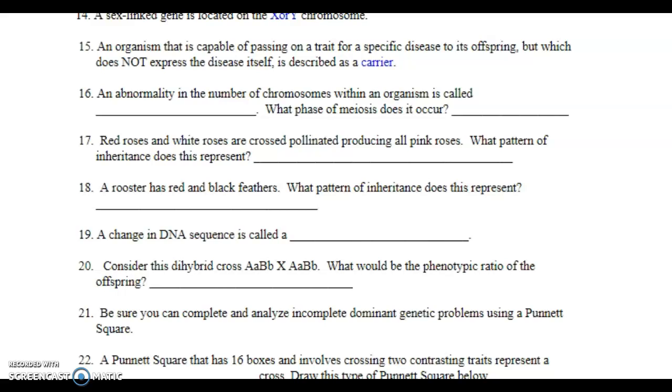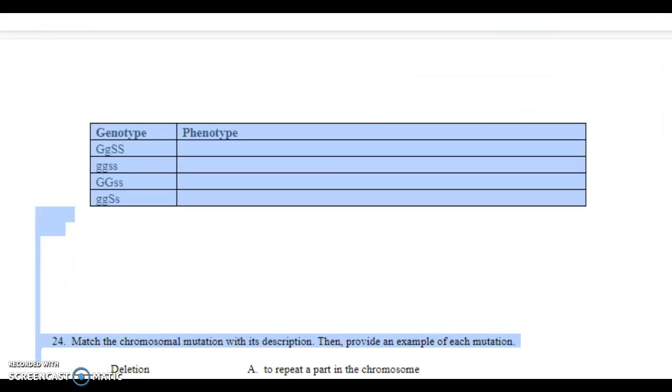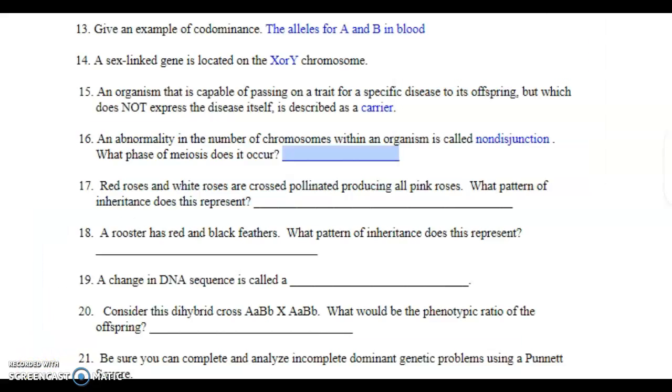Number 16 says the abnormality in the number of chromosomes in an organism is called, I would say it's the result of nondisjunction. It's the result of nondisjunction. And then it says, what phase of meiosis does this occur? It's going to occur during anaphase, and more particularly during anaphase 2, when those sister chromatids fail to separate appropriately.